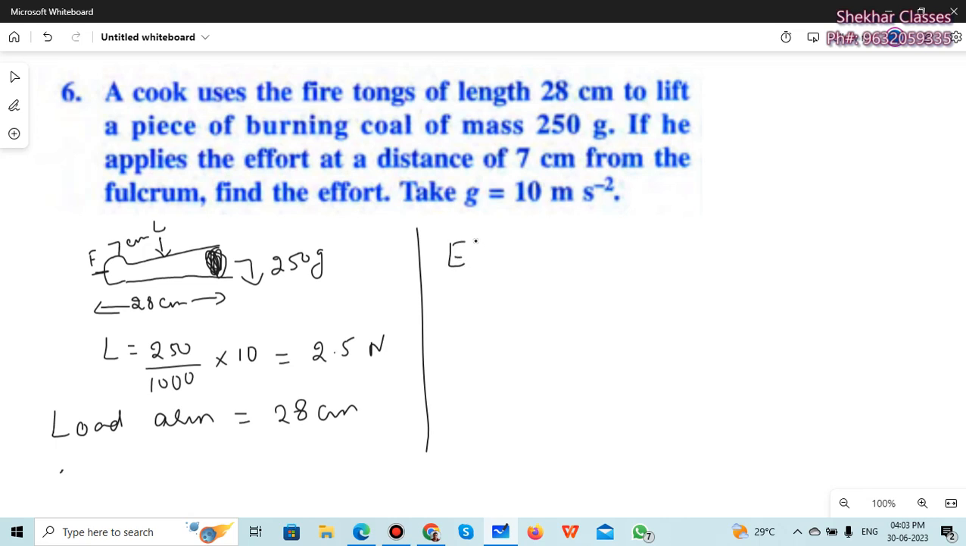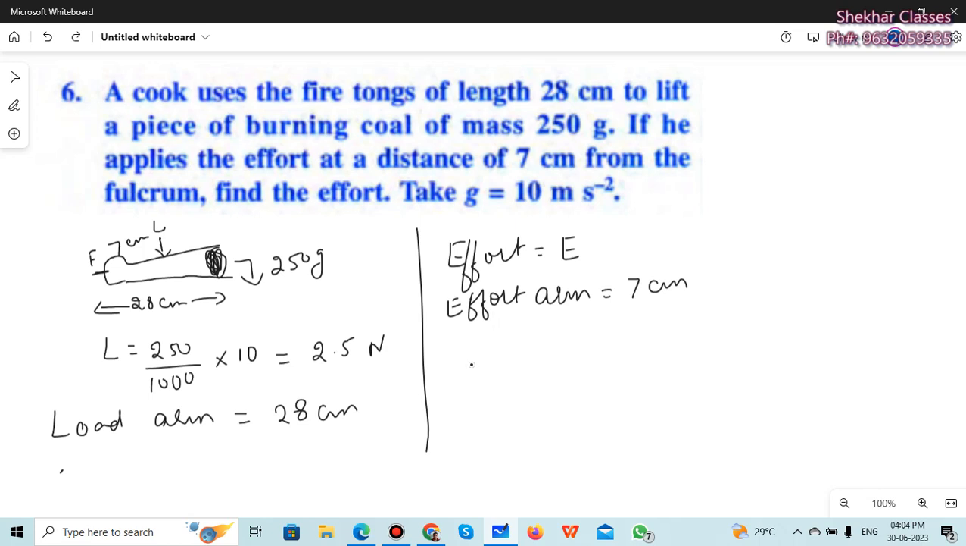And what is the effort? The effort that has to be applied is the question mark. Find the effort, so let it be E. And the effort arm is 7 centimeter, as given. Remember, both the units should be the same.